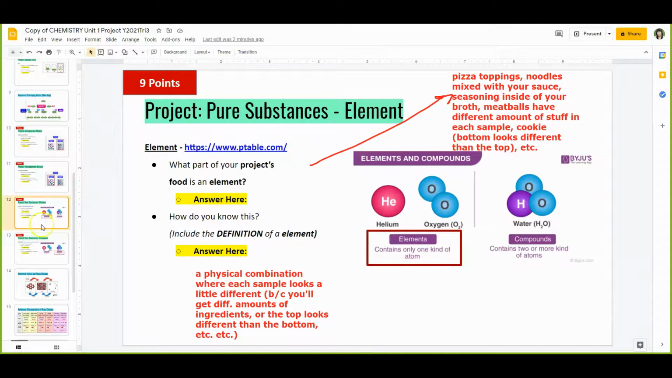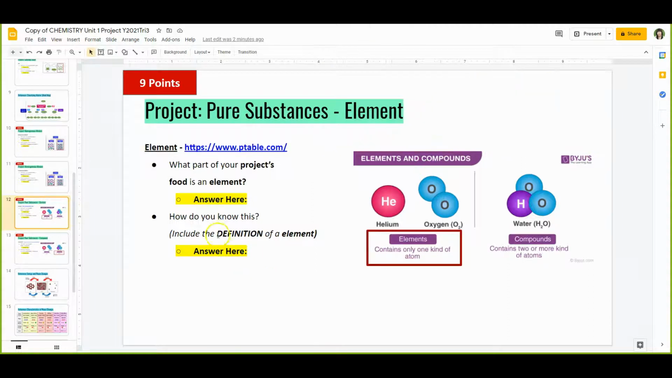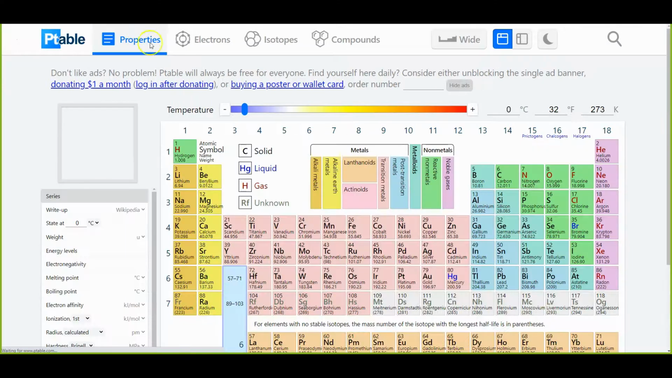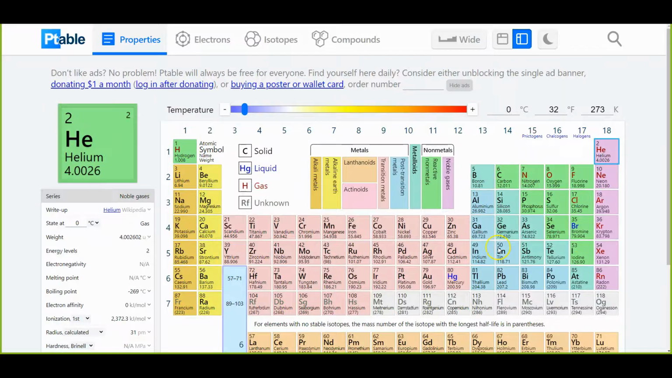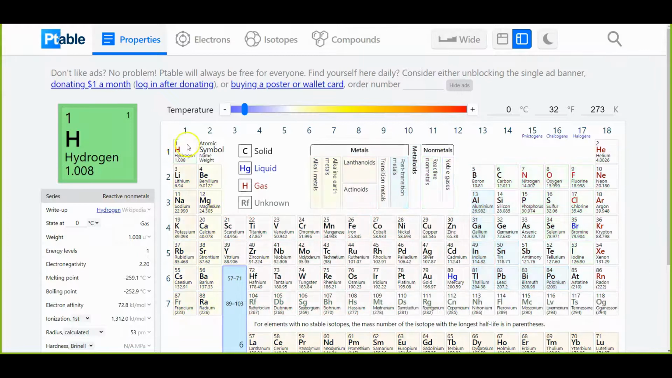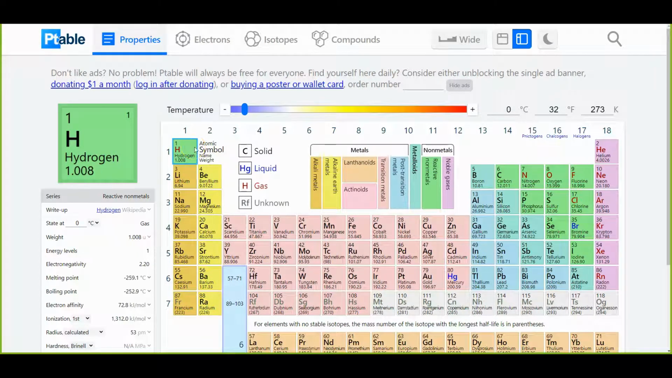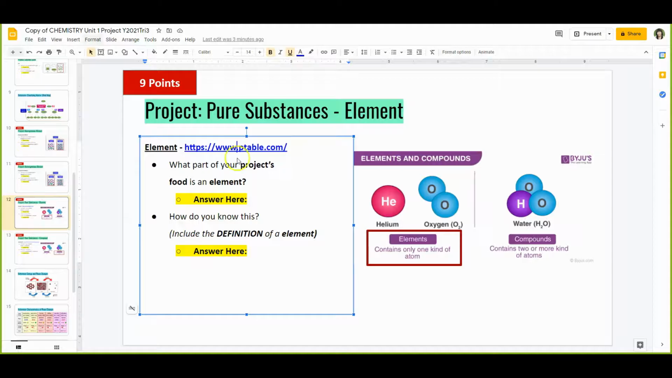Taking a look at slide number 12 then. Slide number 12 is talking about elements. So what part of your food is an element? And you can see right here that we have our periodic table of elements if you need to refer to what all the different elements are. So remember, we learned about how all of these are elements. They are made up of a single type of atom. Hydrogen cannot be broken down into anything besides hydrogen. Carbon is carbon, helium is helium, oxygen is oxygen, etc., etc.